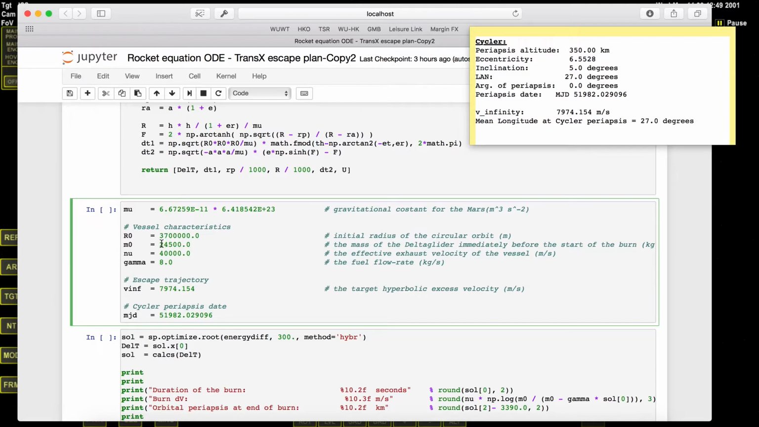I put in a fully loaded Delta glider, which has a mass of 24,500 kilograms. We're not going to raise the question about how it got into orbit fully loaded, but just for convenience, we're going to use 24,500. The effective exhaust velocity of the vessel is the standard 40,000 meters per second that Delta glider uses, and for this burn to work effectively we're going to require as much thrust from the Delta glider engines as possible, so we're going to use the default value for this scenario of 8 kilograms per second.